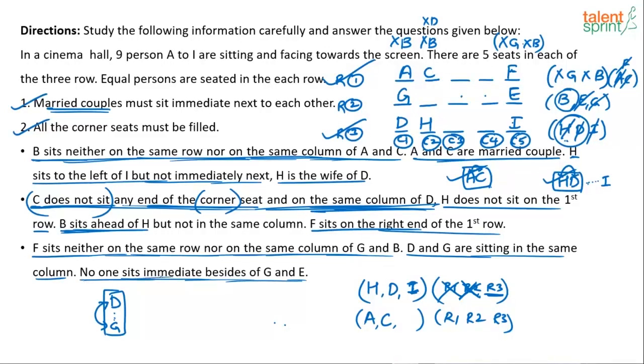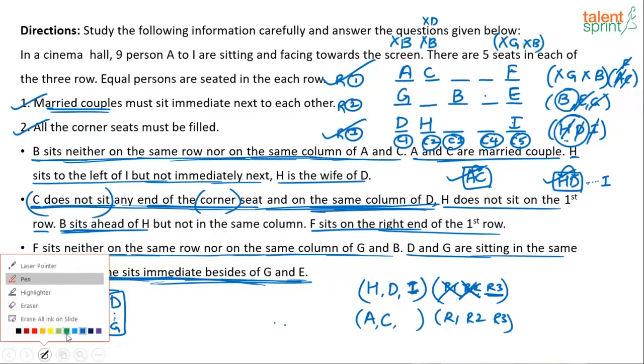Because it says no one sits immediately beside G and E. Meaning B cannot come here because no one sits beside G. B cannot come here because no one sits beside E. So B has to come in the center. So that's the final arrangement.